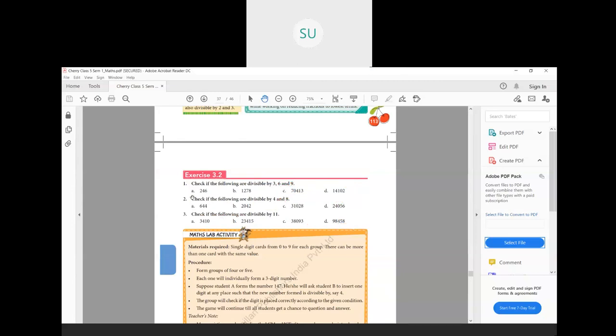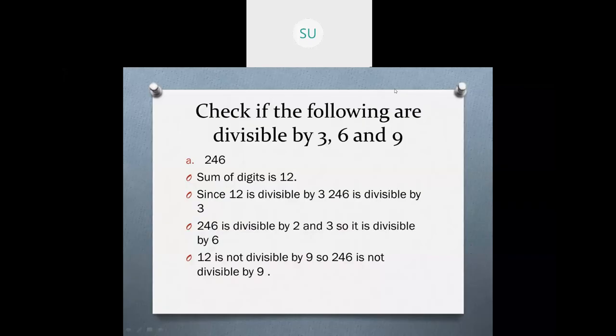Okay, let's continue. Check if the following are divisible by 3, 6 and 9. First is 246. Let's see if it is divisible by 3, 6 and 9. First of all, we have to see if the number is divisible by 3.